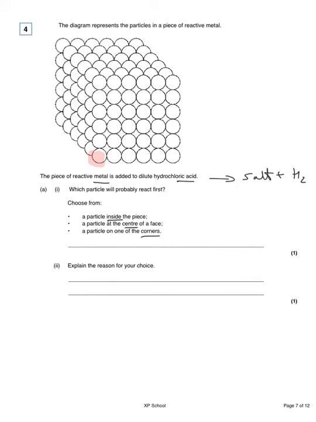And the reason is simply because you've got more surface exposed to react. If it was a face, you'd only have one side, but the corner has got two sides, or even the bottom base is well exposed.